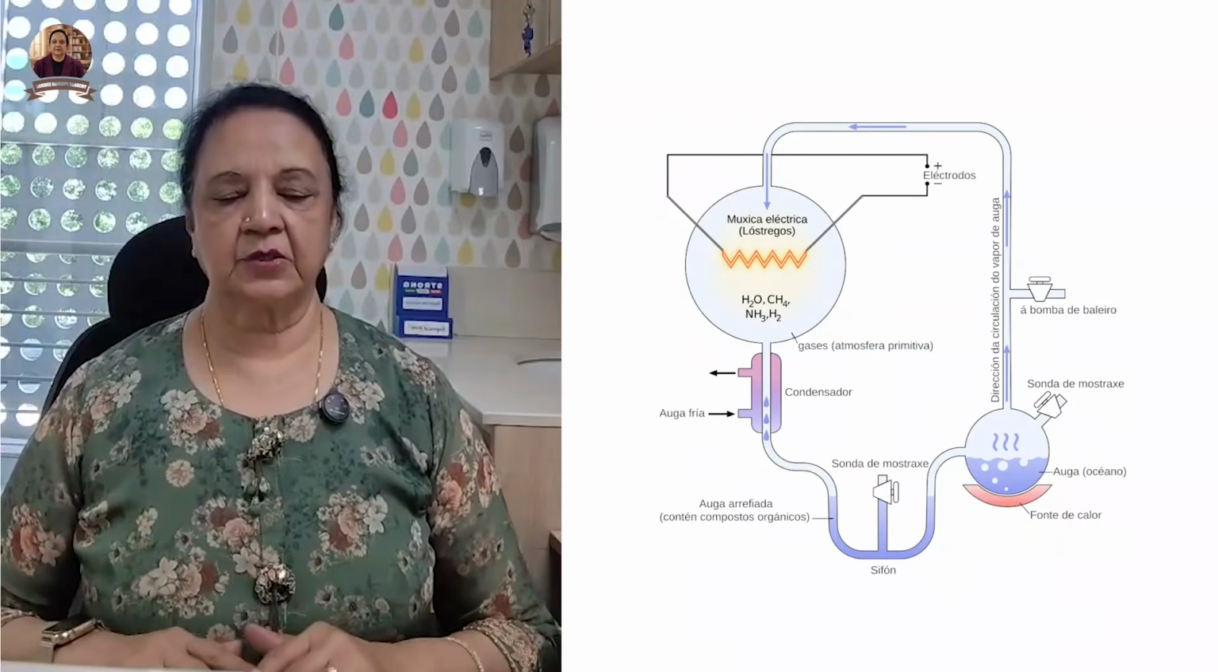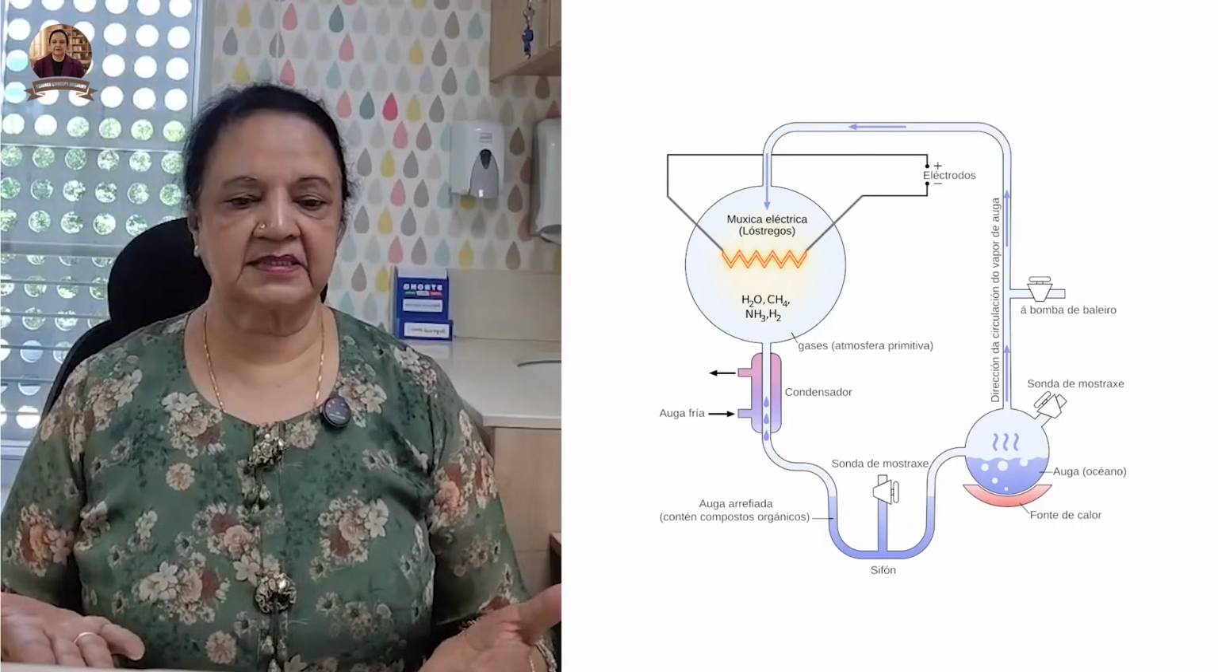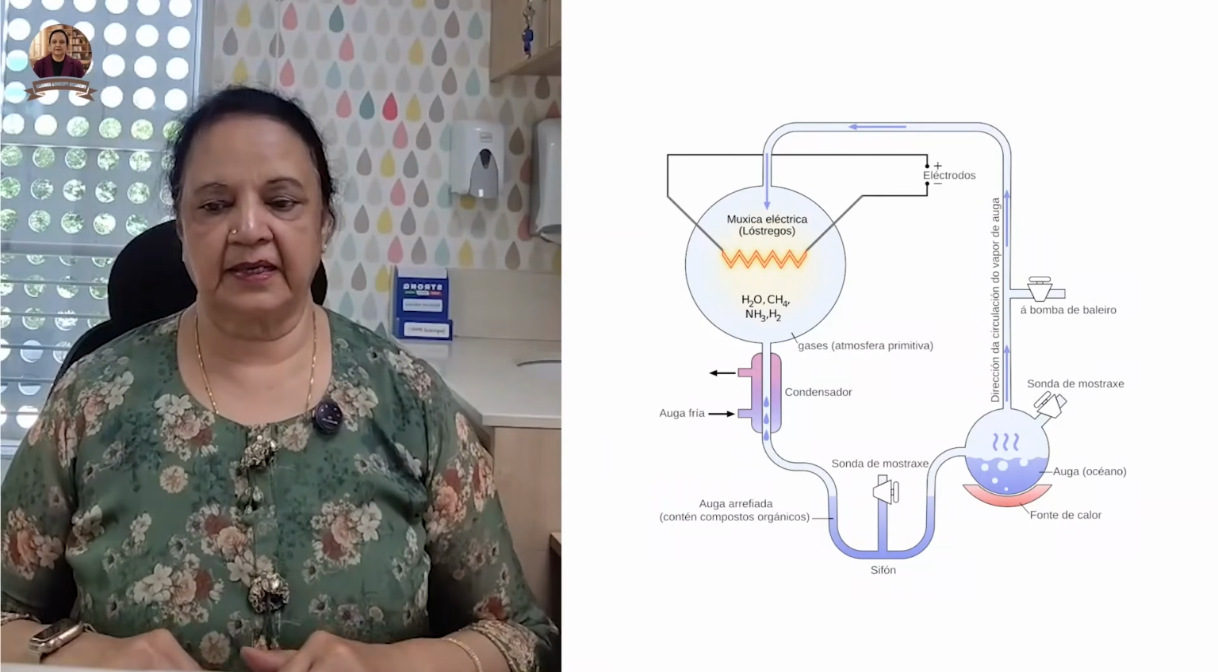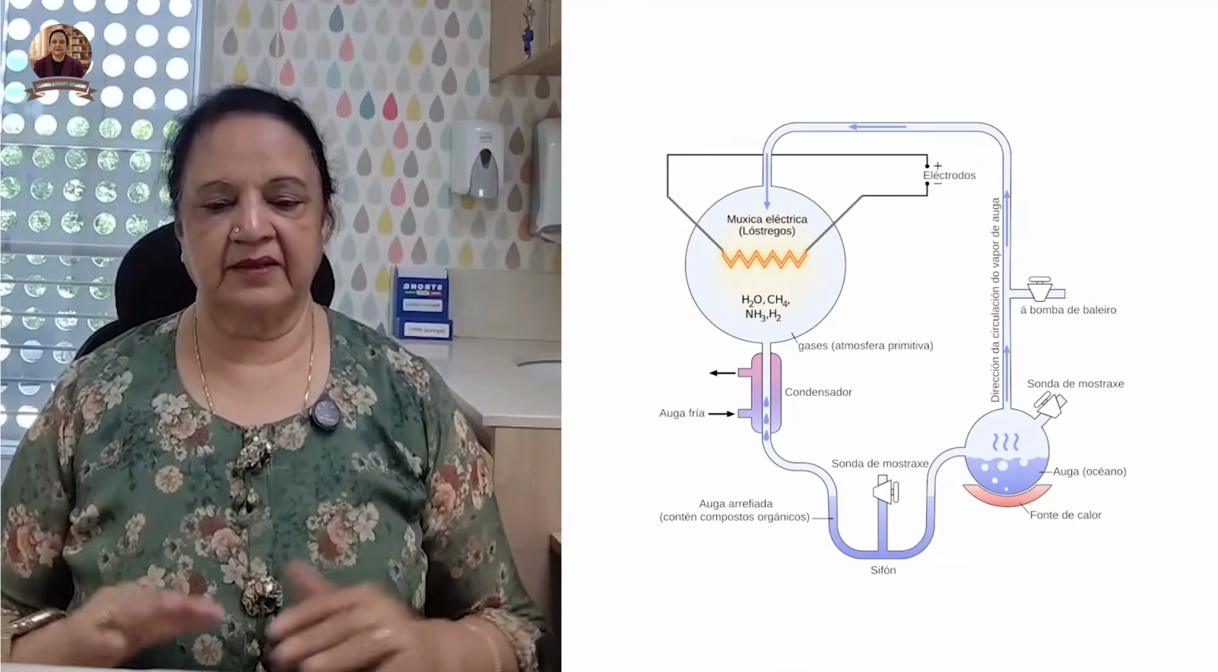Chapter 6, Evolution. Describe the Miller-Urey experiment. What was its significance in explaining chemical evolution? Let's begin with the origin of life itself.